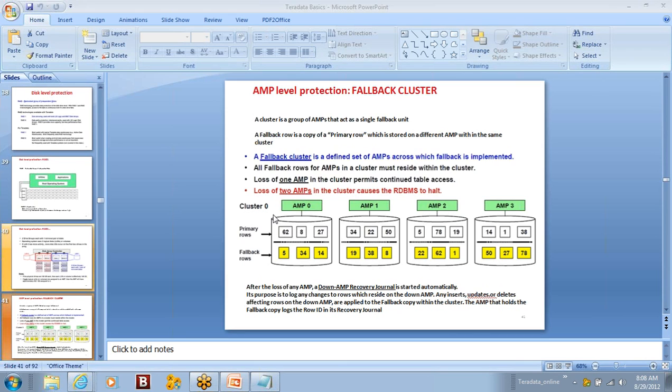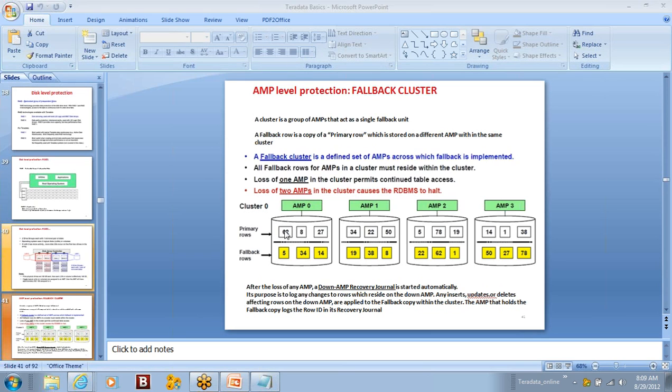So what happens if I join the AMPs as a cluster? If I join a cluster and if I protect data with fallback, then each and every row which is stored in the primary section of the AMP will be stored as a fallback in another AMP within the same cluster. Let's see, we have a record 62 here. It is stored in AMP0 as a primary row. This particular row is stored as a fallback row in another AMP within the same cluster. Each AMP will have 2 sections, primary rows and fallback rows. Fallback is nothing but the backup of the data which may be residing as primary data in another AMP within the same cluster.